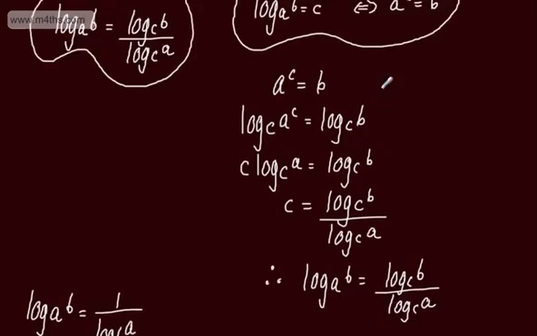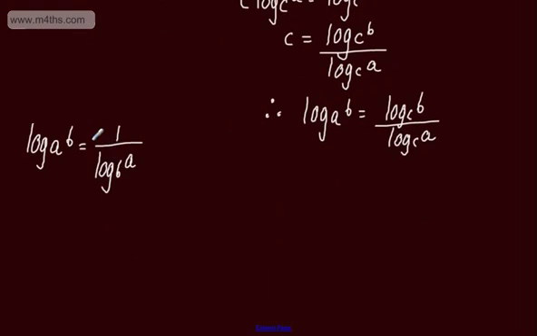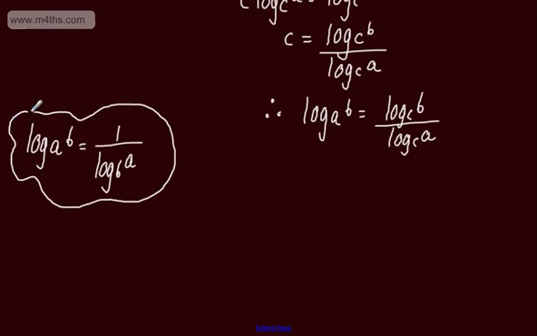If we go back to this point right here, we've got a to the c is equal to b. So what I'm going to do is quickly show this separate to what we've just looked at. So we know that a to the c is equal to b. This time I'm going to take logs of both sides of the equation, but using base b logarithms. So we have log to the base b of a to the power of c is equal to log to the base b of b.